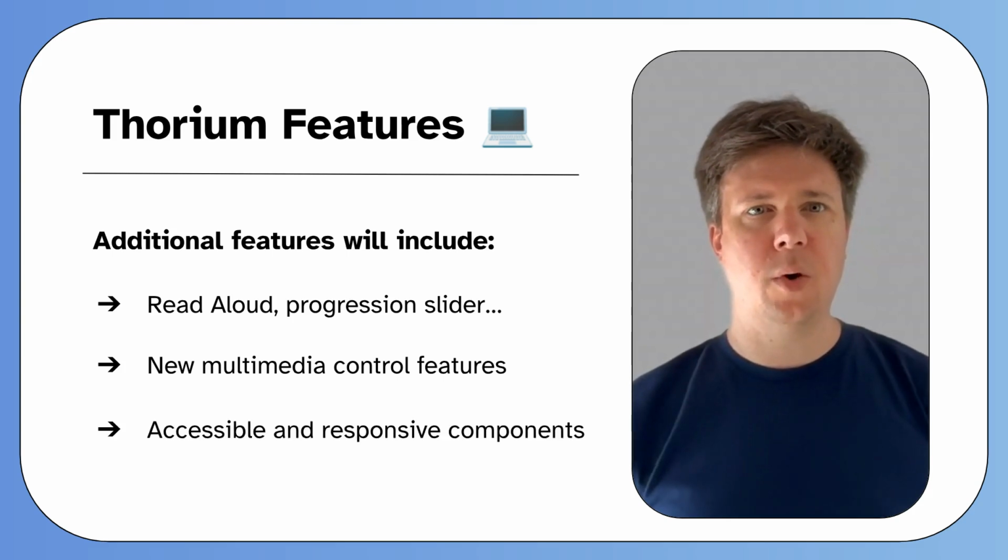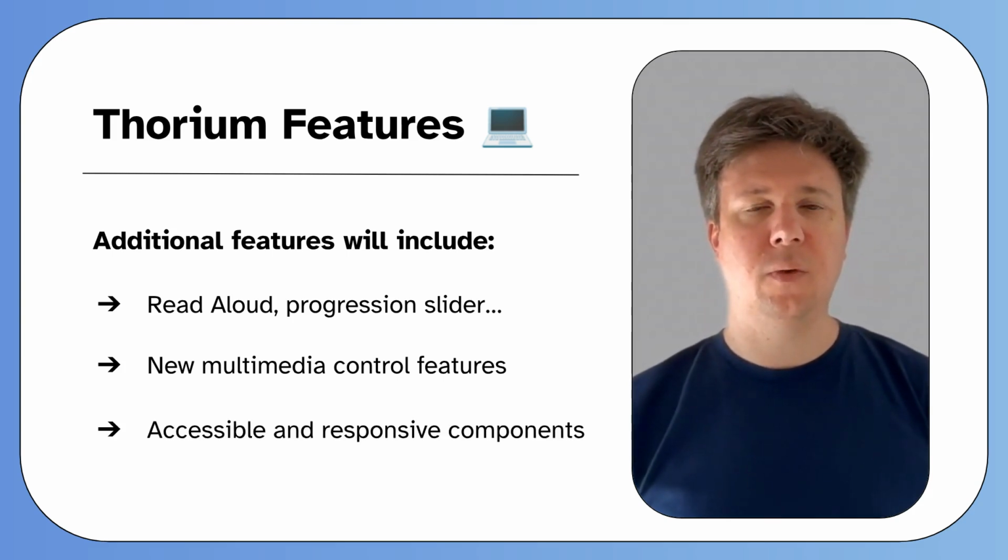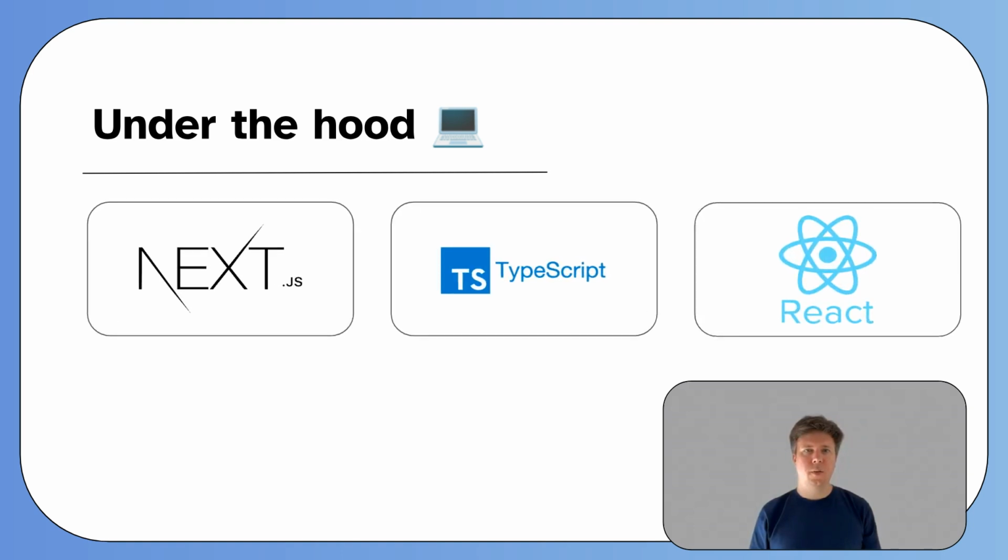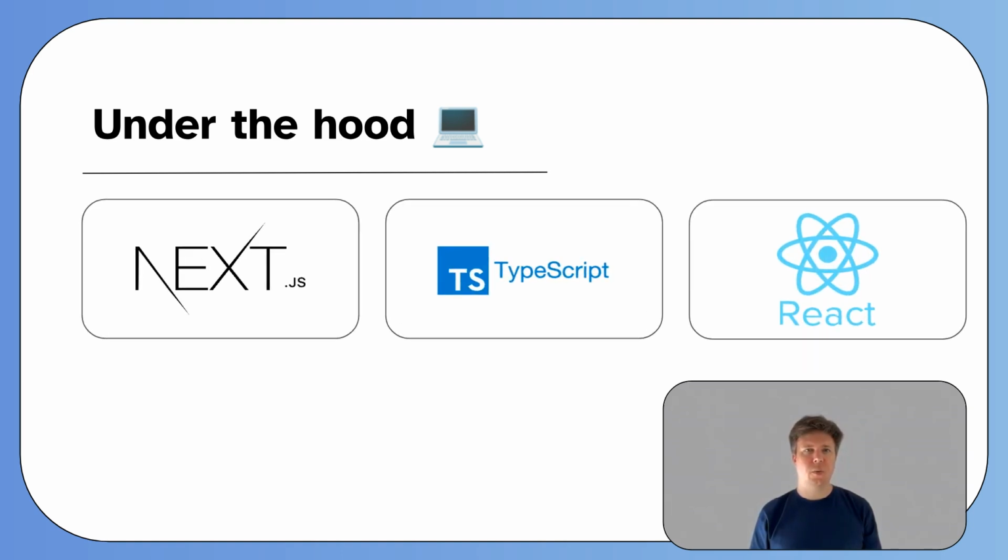Since we've designed Thorium Web to work on all screen sizes, it also comes with accessible and responsive components that we use throughout the different features that we implement. These components are meant to be reusable, allowing implementers to build new features on top of them. Under the hood, this is a Next.js application written in TypeScript on top of Radium Web.